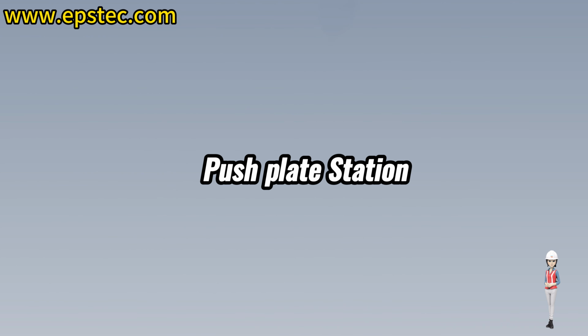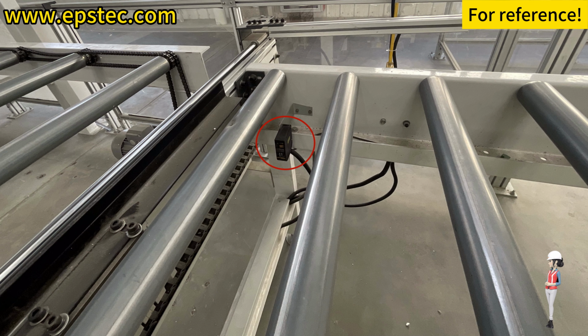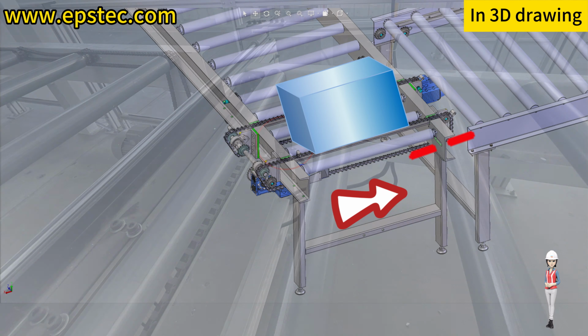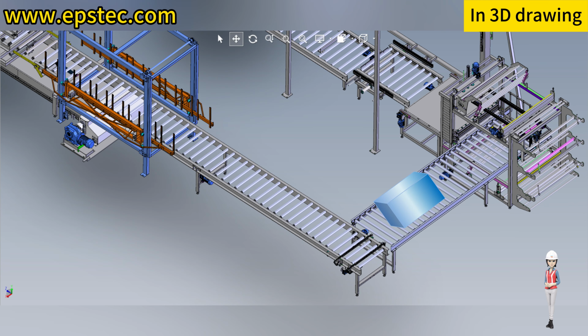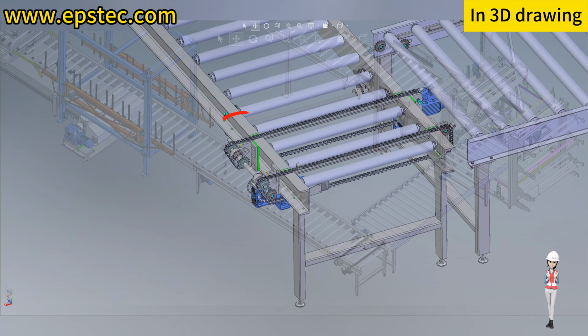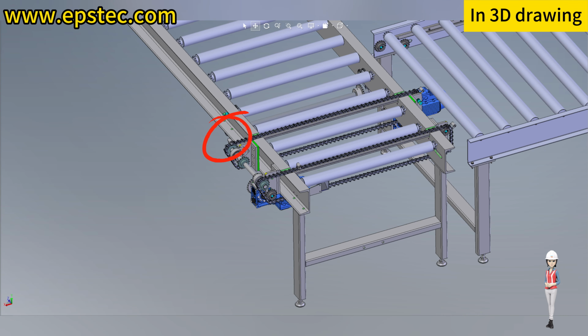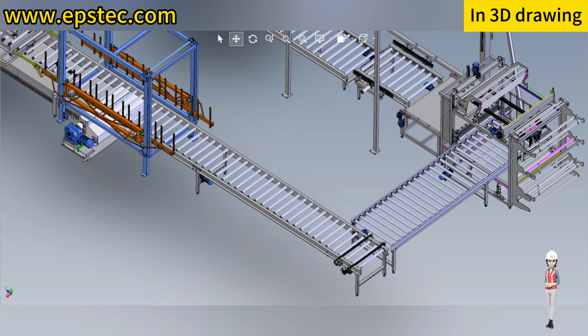Push plate station. When the small EPS package reaches this photoelectric sensor, the push plate chain runs forward. Push the small EPS package into the full-side EPS packaging machine, and the push plate retracts. This action runs back and forth.